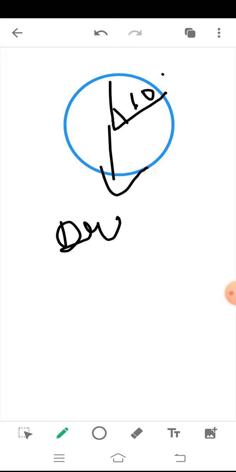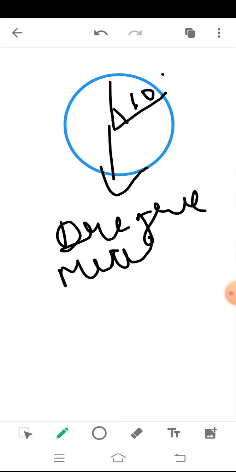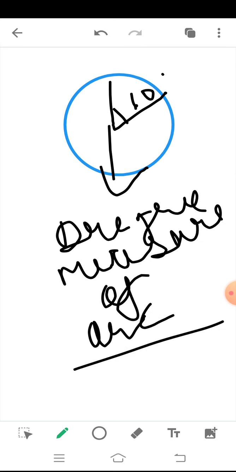The degree measure of an arc. So what is a degree? Suppose I draw a circle and then assume it is 60 degrees. So this angle is known as the degree measure of the arc. You have to just remember the angle.